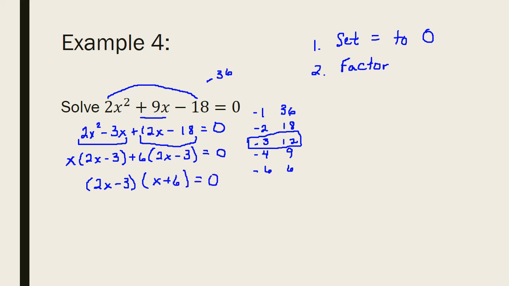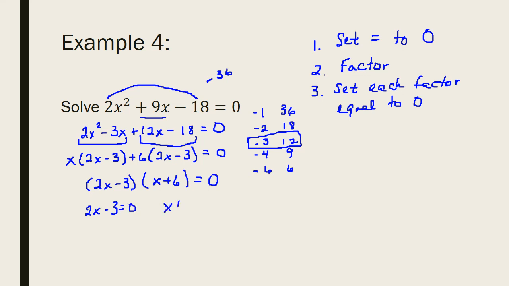And then our third step, set each factor equal to 0. So I've got 2x minus 3 equals 0 and x plus 6 equals 0. And then our fourth step is to solve.